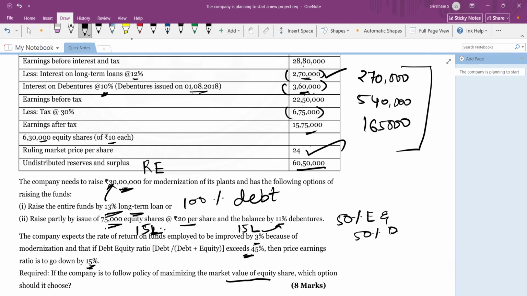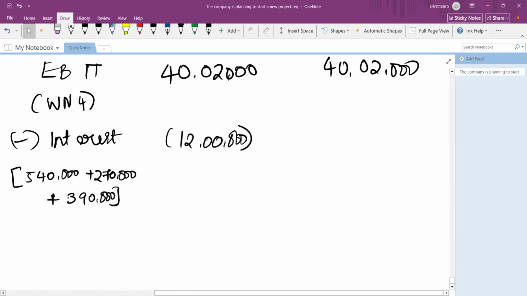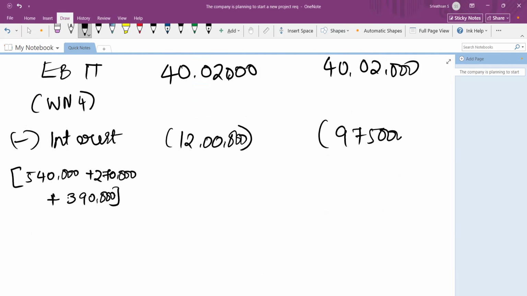So under option 2, the company will pay 2,70,000 interest on existing long-term loan, 5,40,000 interest on existing debentures, and 1,65,000 interest on the additional amount of long-term loan. So interest under option 2 will be 2,70,000 on existing loan plus 5,40,000 on existing debentures plus 1,65,000 on the new borrowings made by the company. So 9,75,000 is the amount of interest under option 2.